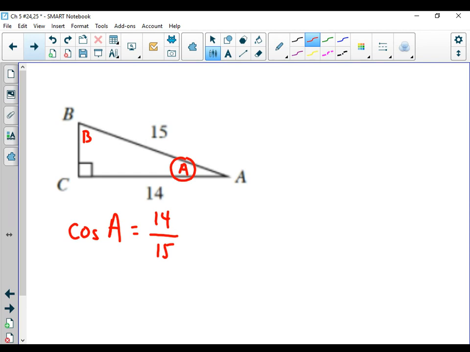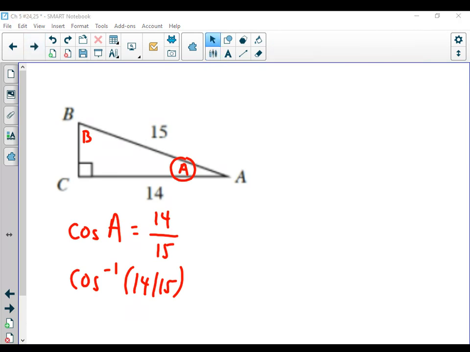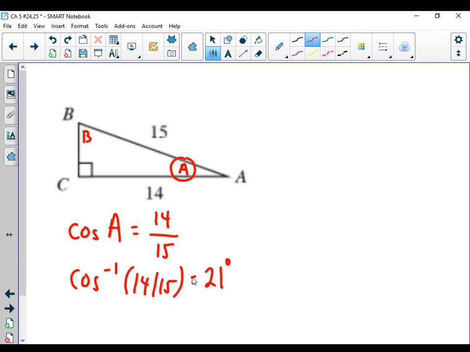So I go to my calculator and I do the inverse. I type in the inverse cosine of 14 over 15, and we see what angle measure I get. I get 21 degrees. And in most cases for angle measures, we're actually going to round it to the nearest whole number. So angle A would be 21 degrees.